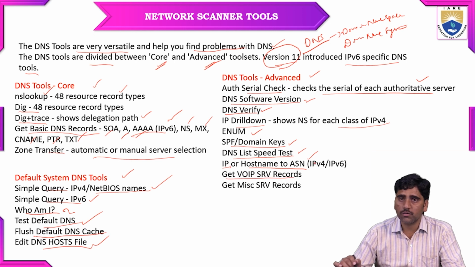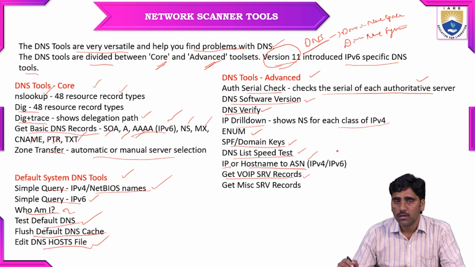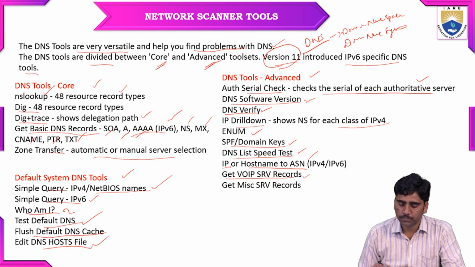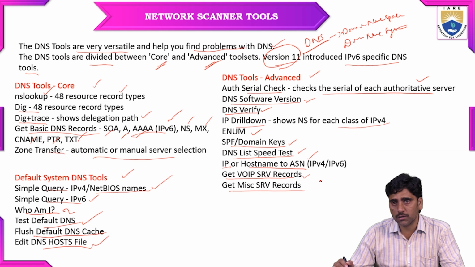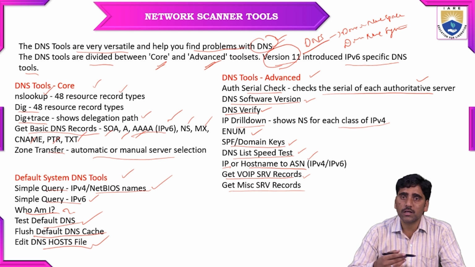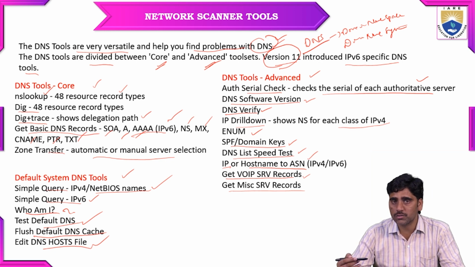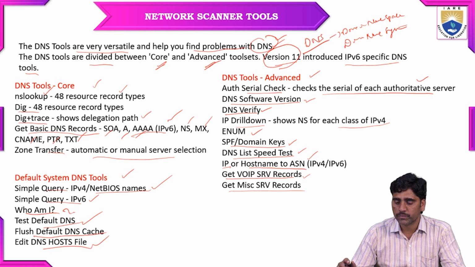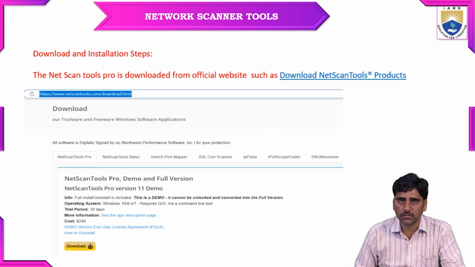Get voice over internet protocol SRV records. Get voice over service record protocol. Get MISC SRV record protocols. So these are all the DNS tools that are finding the problems on DNS. Some of the tools are core tools, some of the tools are advanced tools, some of the tools are default system DNS tools.